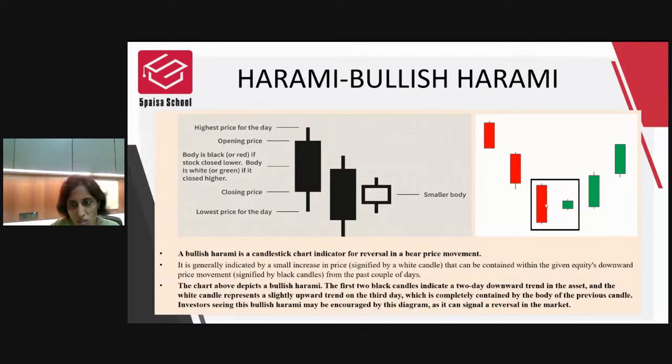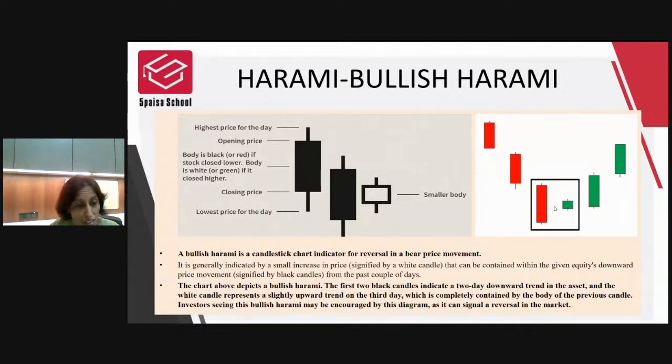Okay, see, this is very much contained within the given equity's downward price movement, which is signified by a black candle or a red candle from the past couple of days. This kind of chart pattern depicts a bullish harami. The first two black candles indicate a 2-day downward trend in the asset, and the white candle or green candle represents a slightly upward trend on the third day, which is completely contained by the body of the previous candle.